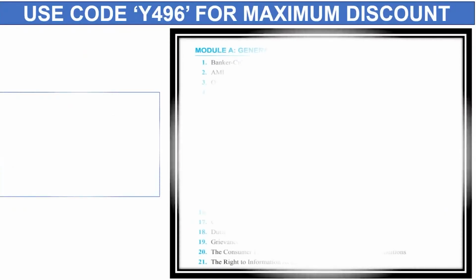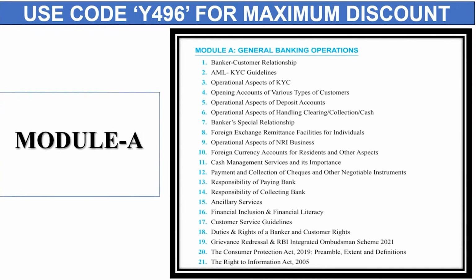Okay, so let's just start with module A. As you can see, module A has 21 units of yours. All the units in module A cover a lot of norms in multiple conditions. Like it defines the multiple condition calculations that have to be followed by the banks. That's what your banking operation is.